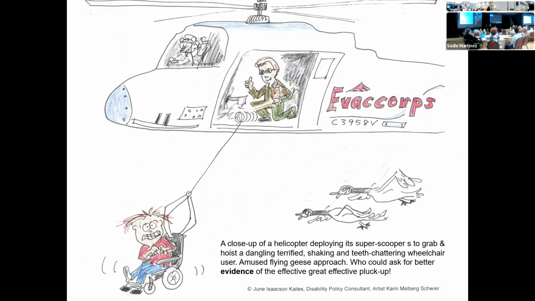And just for the close-up here, the helicopter deploys the super scooper to grab and hoist a dangling, terrified, shaking, teeth-chattering wheelchair user. Amused flying geese approach. Who could ask for better evidence of the effectiveness of the great pluck up? That's P-L-U-C-K, pluck up. This is magical thinking. This is symbolic planning.